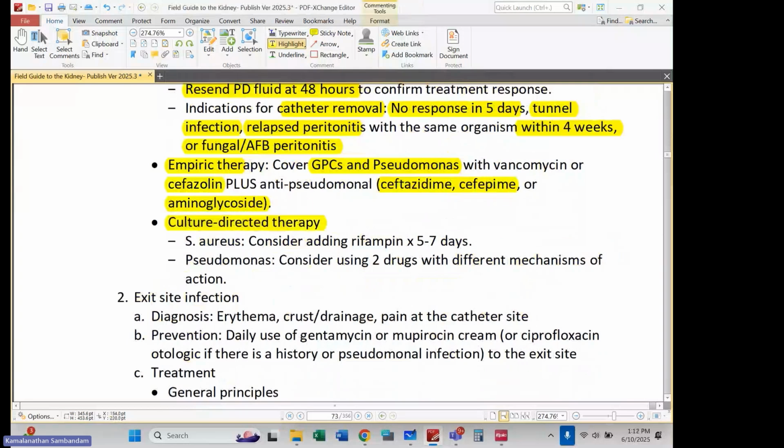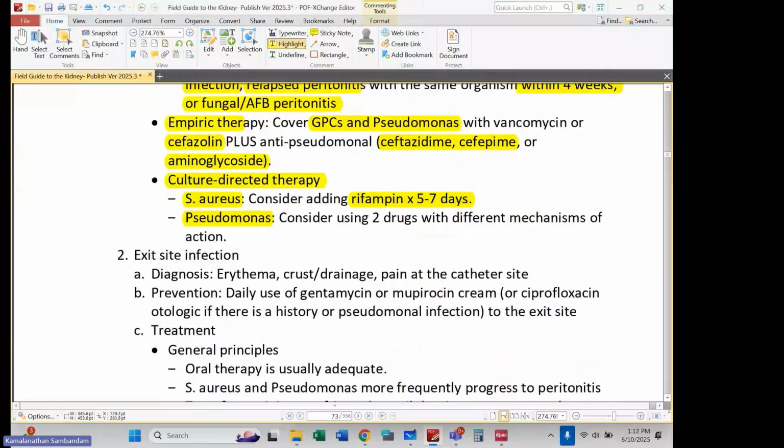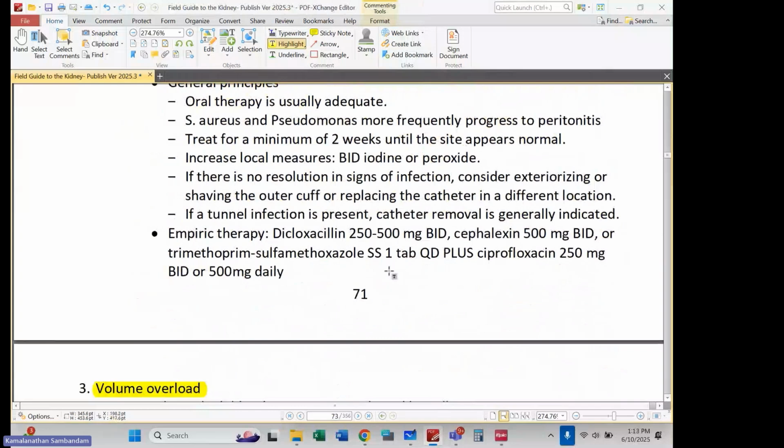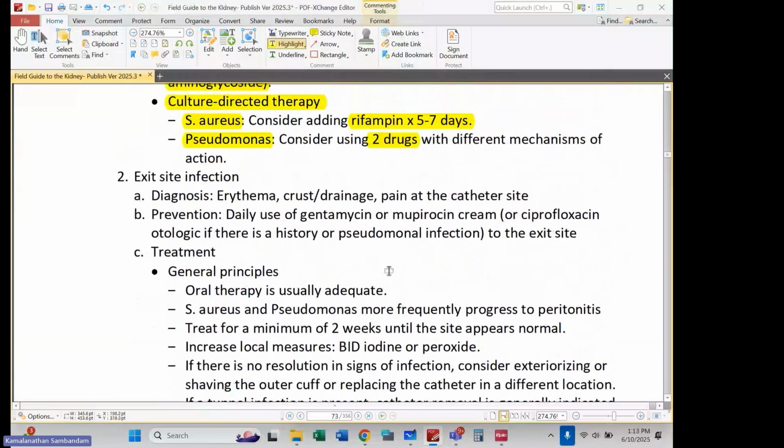Once you get the organism, you tailor treatment, with some special considerations. ISPD guidelines suggest using rifampin as a synergistic medication if you have Staph aureus peritonitis. I don't see us do that very often, but this comes from ISPD guidelines. And for Pseudomonas, you might consider using 2-drug therapy. I would say this is really not commonly done, even though it's in ISPD guidelines. Any questions about that before we end?